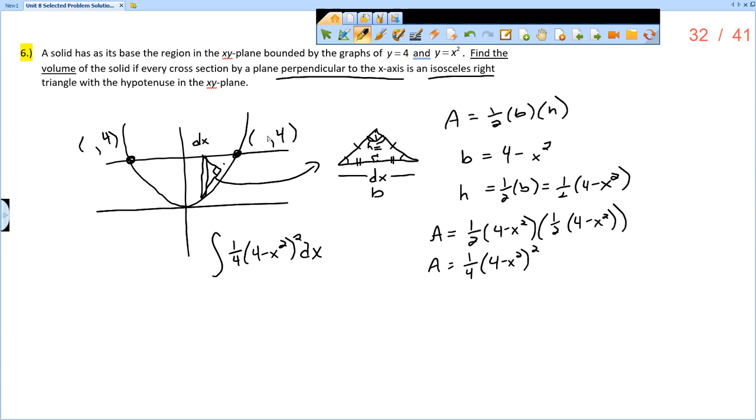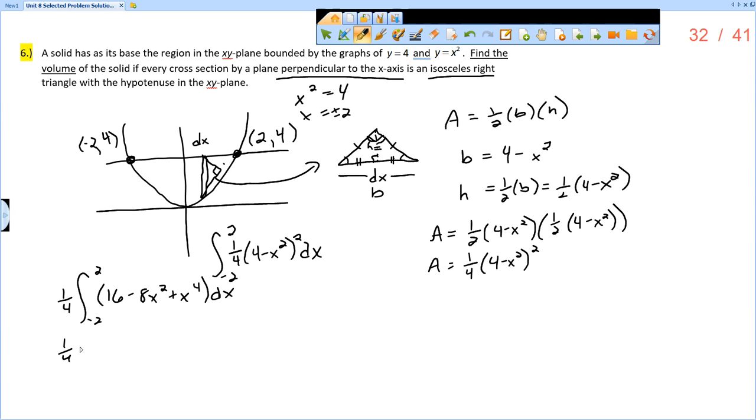How do I find the x values? When is x squared equal to 4? That would be at plus or minus 2. So this is positive 2, this is negative 2, and we are integrating from negative 2 to positive 2. I'm going to bring the 1/4 on the outside and multiply out (4 minus x squared) squared. That gives 16 minus 8x squared plus x to the 4th, and integrate with respect to x.